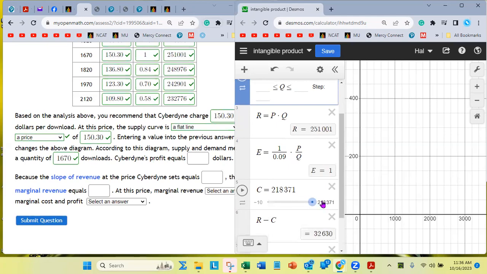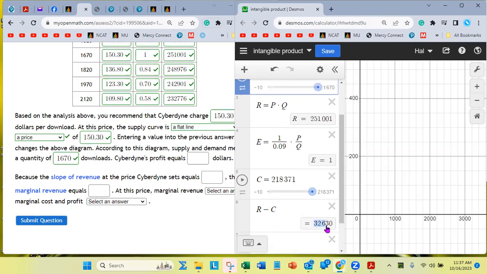programming, research, and then production. We've sunk it all, right? So our costs are fixed, right? When I take the revenue minus the cost, which is right here, we get a profit of 32,630.